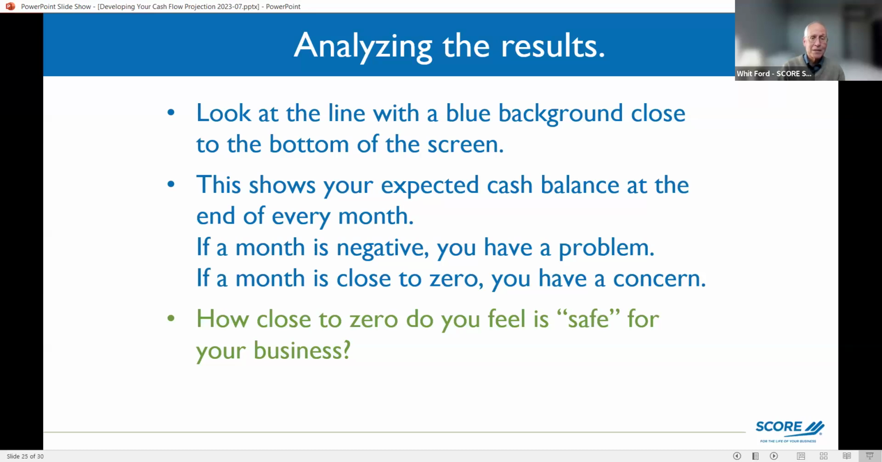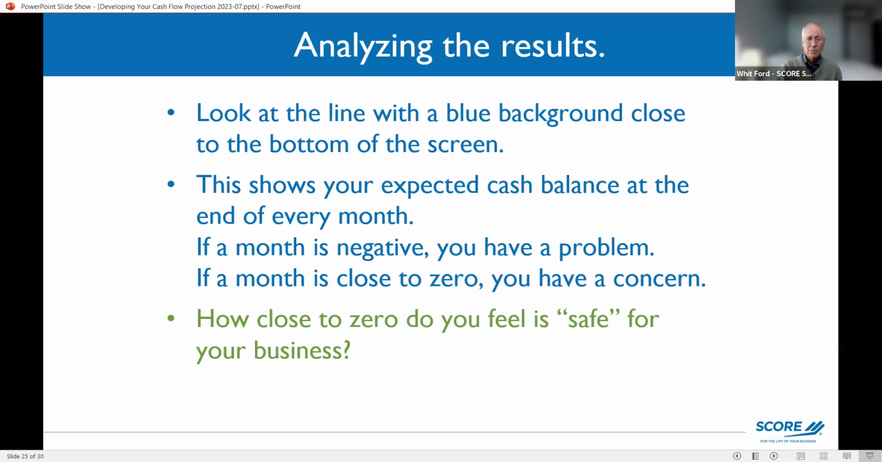And this is the same things I just mentioned. If it's slightly negative, you could postpone some expenses. You could pay some vendors a little late. Many vendors won't come down hard on you if you're a few days or a few weeks late. Just don't make a habit of it. You want them to perceive you as a good customer.